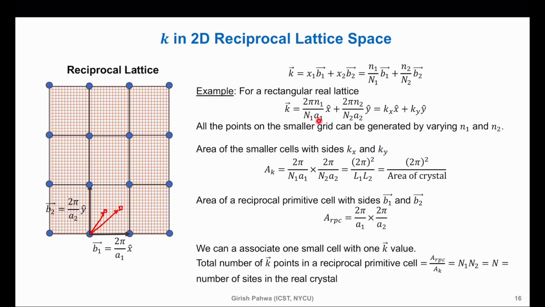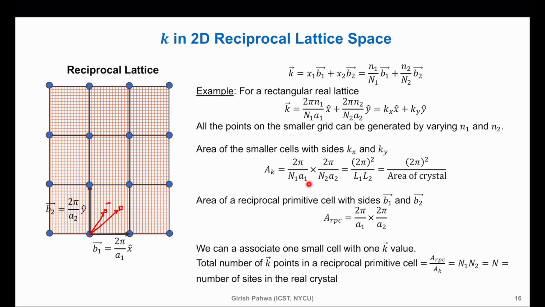What's the distance between two points, say, if I simply go in the x direction from here to here? This remains constant. So what's the difference? 2 pi by n1 a1, right? Say for n1 equal to 1, and then for n2, 4 pi by n1 a1. So the distance will be 2 pi by N1 a1, this small distance. Similarly, if I go in this direction, the distance will be 2 pi by N2 a2, correct? So the area of the small cell will be 2 pi by N1 a1 into 2 pi by N2 a2.